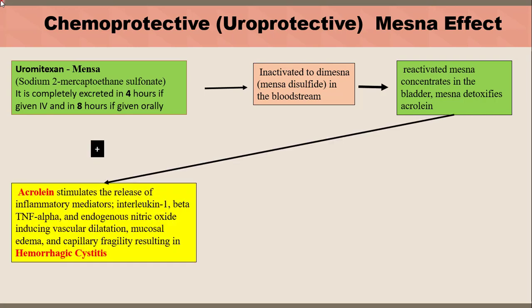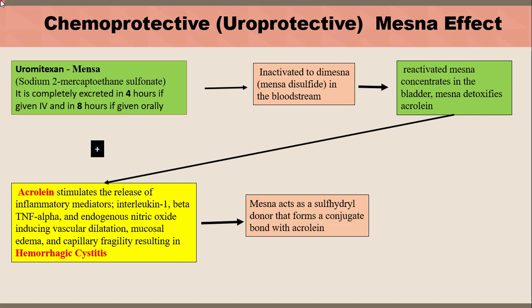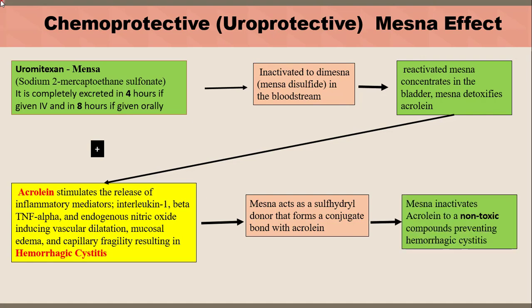Acrolein stimulates the release of inflammatory mediators, interleukin-1 beta, tumor necrosis factor alpha, and endogenous nitric oxide, inducing vascular dilatation, mucosal edema, and capillary fragility, resulting in hemorrhagic cystitis. To summarize in a nutshell, mesna plus acrolein: mesna acts as a sulfhydryl donor that forms a conjugate bond with acrolein. Mesna finally inactivates acrolein to a non-toxic compound, preventing hemorrhagic cystitis.